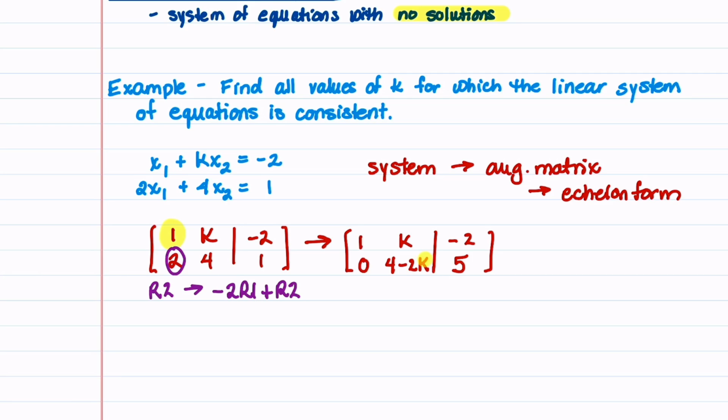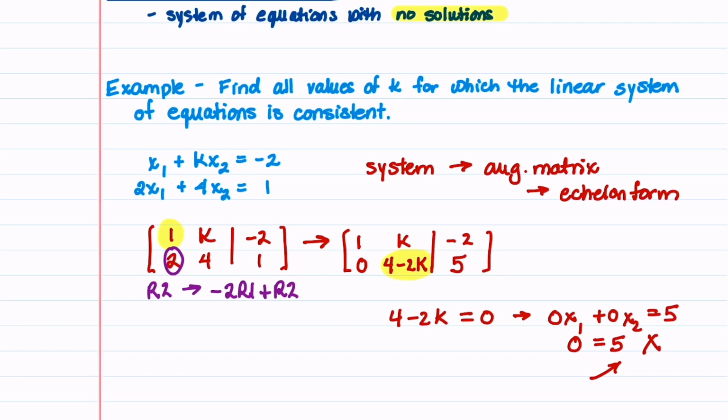Now we're going to focus on this term right here. If 4 minus 2k is equal to 0, we would have 0x1 plus 0x2 is equal to 5, which is 0 is equal to 5, which can't happen. This would be an example of no solution.